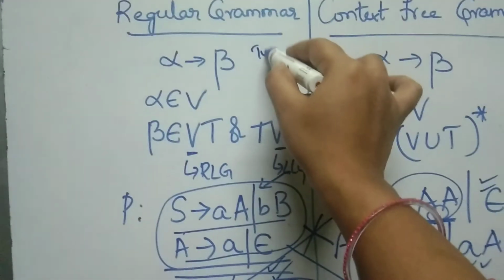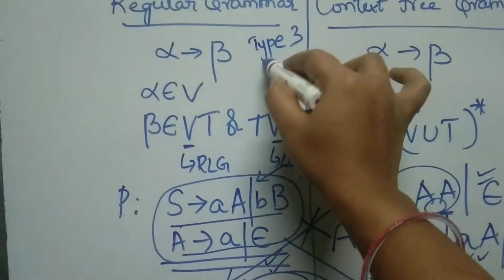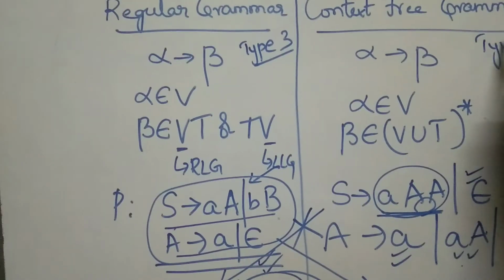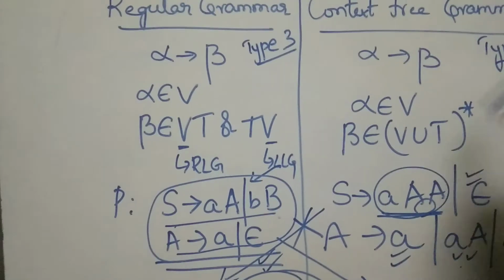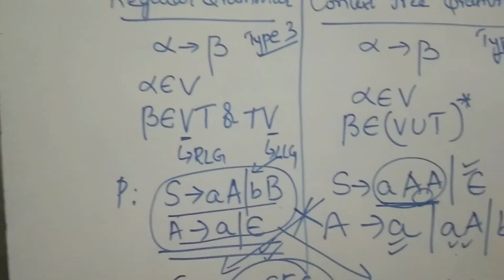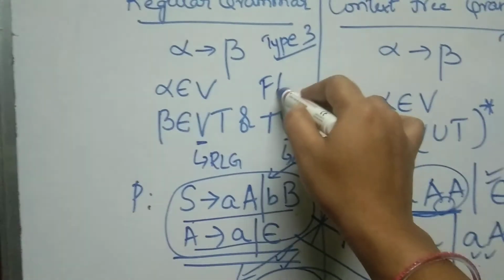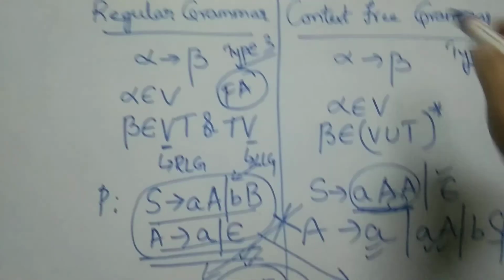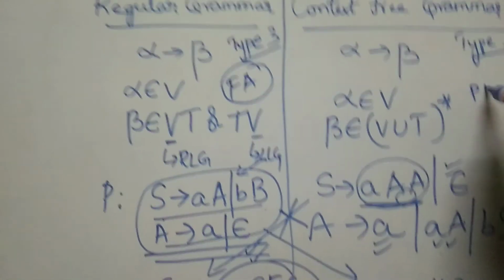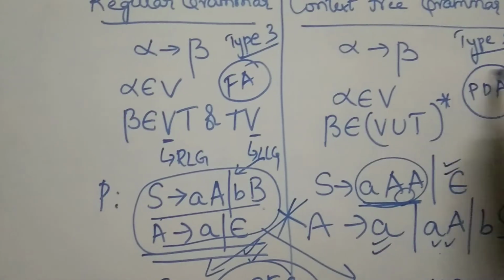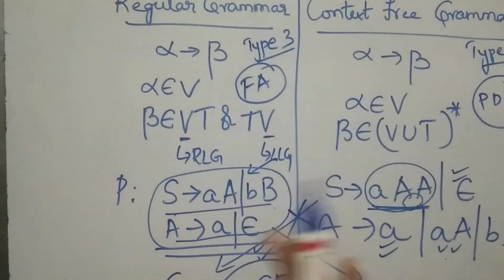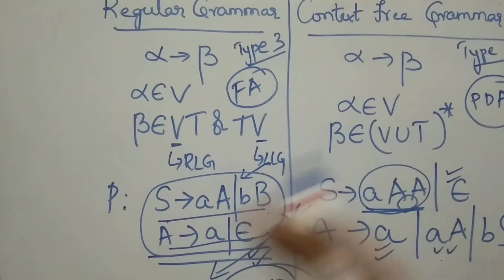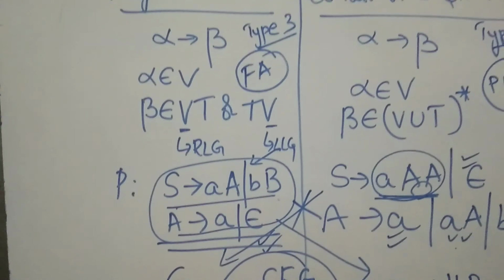According to the Chomsky hierarchy, regular grammars are type 3 grammars, and context free grammars are type 2 grammars. The language accepted by regular grammars is accepted by a finite automata. Here, the language is accepted by a pushdown automata. These are the major differences between regular grammars and context free grammars. Thank you.